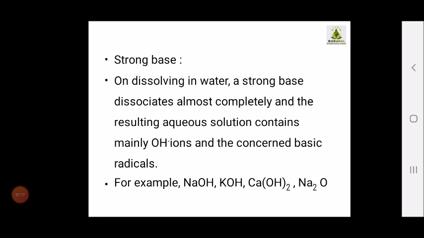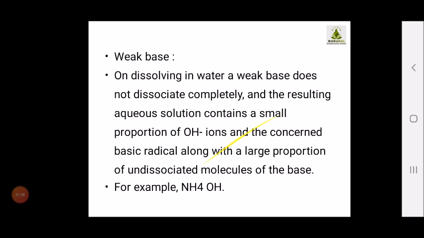Then we have the strong base. A strong base is a base which, on dissolving in water, completely gives an aqueous solution of mainly OH minus and the concerned basic radicals. Examples of strong bases are sodium hydroxide, potassium hydroxide, and calcium hydroxide.